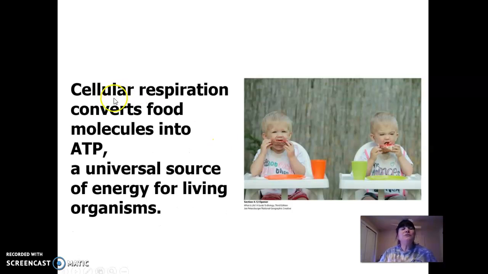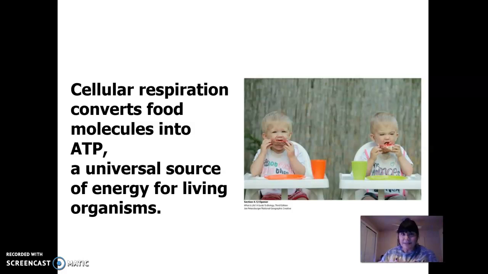All right. So cellular respiration converts food molecules, taking the energy in the food and breaking it down to make ATP. And then the cells can use ATP to do work. Okay. Universal source of energy for living organisms. Now they show these little guys, they're so cute, yes, but this doesn't just happen in animals, this happens in plants too. Why do plants make sugar?